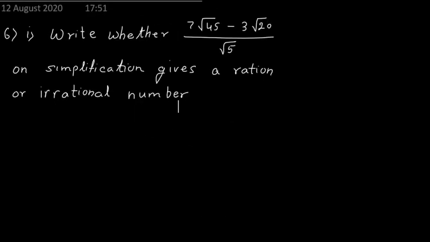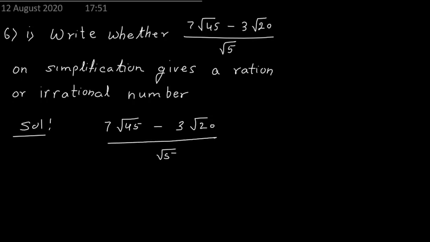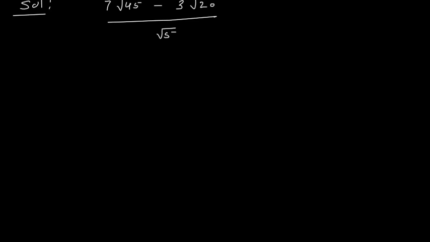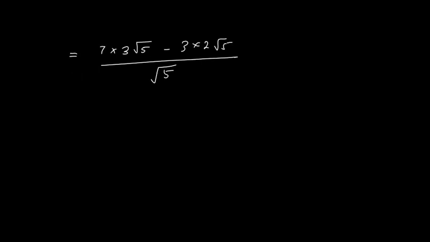Write whether 7 root 45 minus 3 root 20 upon root 5 on simplification gives a rational or irrational number. So here the given expression is 7 root 45 minus 3 root 20 whole divided by root 5. Now what we do? This root 45, 9 5s are 45, so you can write this as 3 root 5, and 5 4s are 20, so you can write 3 into 2 root 5, and whole divided by root 5. So root 5 we can take common from numerator and denominator.